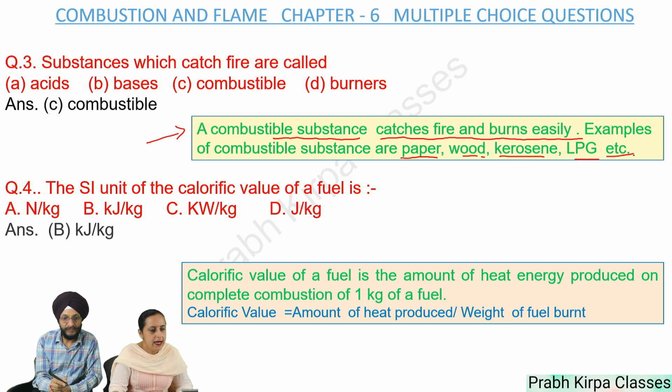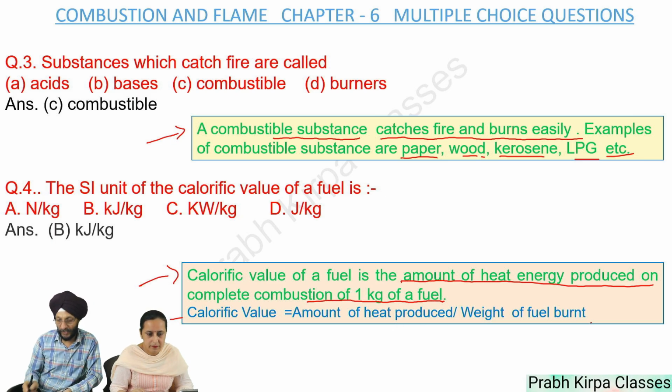Question number 4. The SI unit of the calorific value of a fuel is A. N per kilogram, B. Kilojoule per kilogram, C. Kilowatt per kilogram, D. Joule per kilogram. So answer is kilojoule per kilogram. To answer this question, we must understand what is the calorific value of a fuel. Calorific value of a fuel is the amount of heat energy produced on complete combustion of 1 kilogram of a fuel. So formula for the calculation of calorific value is amount of heat produced divided by weight of fuel burnt.